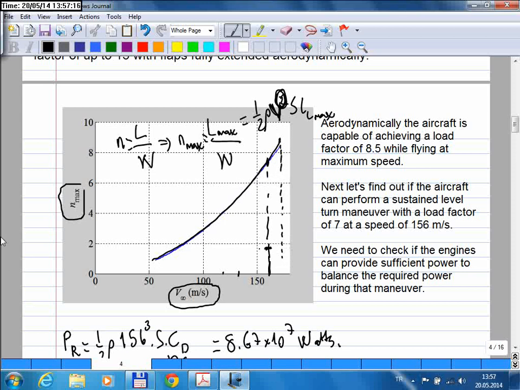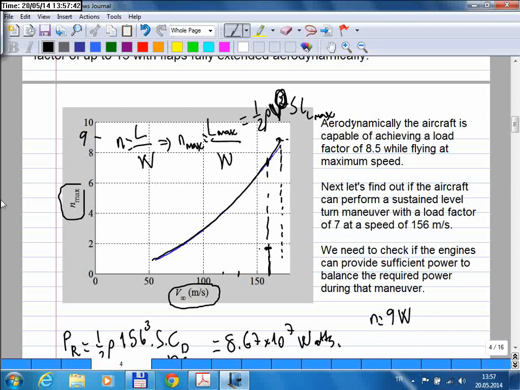Well, the most important limitation is the structure. The structural strength of the aircraft is very important, because if you want to perform this maneuver with a load factor of 9, that will mean that your wings will have to carry a weight that is 9 times the weight, and that's a huge load. And unless the wings are strong enough, you will have problems.